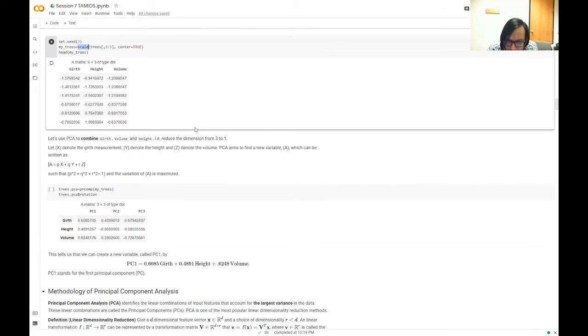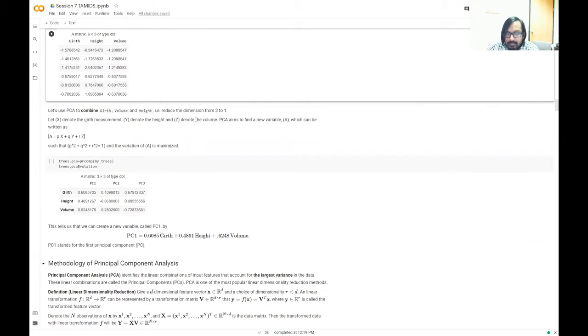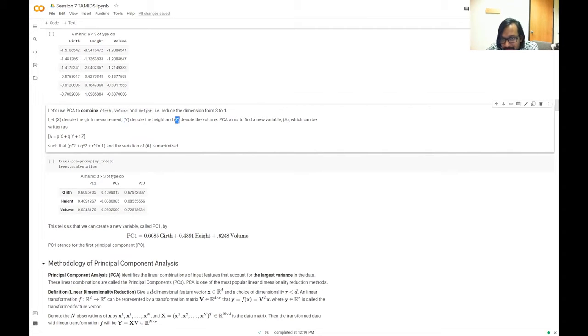Now we are going to use PCA to combine these three features into one feature. And that means we're going to reduce the dimension from 3 to 1. So what it means to combine features is that we are going to find something called the linear combination. A linear combination with, say, features x, y, and z would be of the form some number p times x, plus some other number q times y, plus a third number r times z, where these 3 numbers p, q, and r satisfy the constraint that p squared plus q squared plus r squared equals 1. That means the sum of the squares has to equal 1.